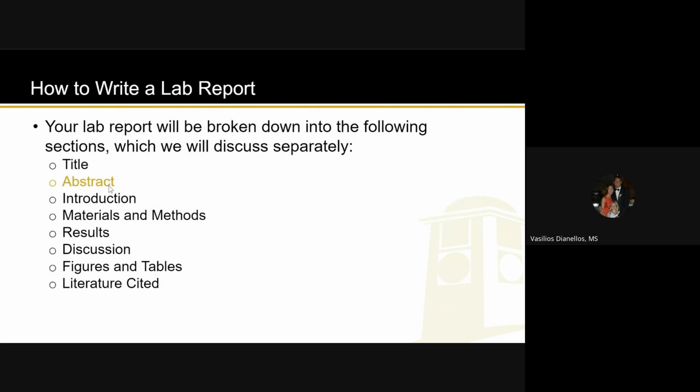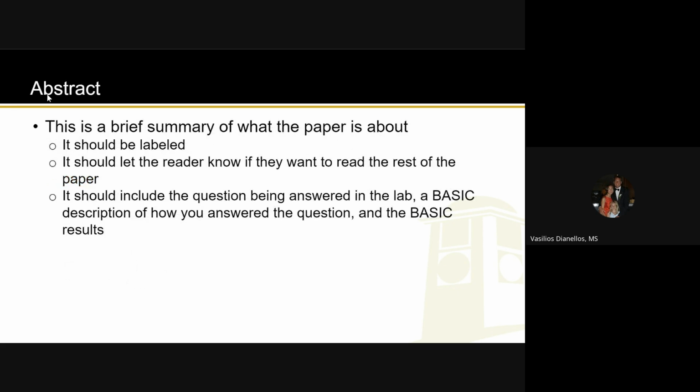Abstract. This part's a little bit more complicated, especially I think a lot of people have issues understanding the difference between abstracts and introduction. So let's jump into it. The abstract is a brief summary of the entire paper, right? So it's taking the entire paper and condensing it into just a small summary. As always, it should be labeled. So on your paper, it should say abstract, and then you should write your abstract. It should let the reader know if they want to read the rest of the paper, right? So that's the purpose of abstracts in general.